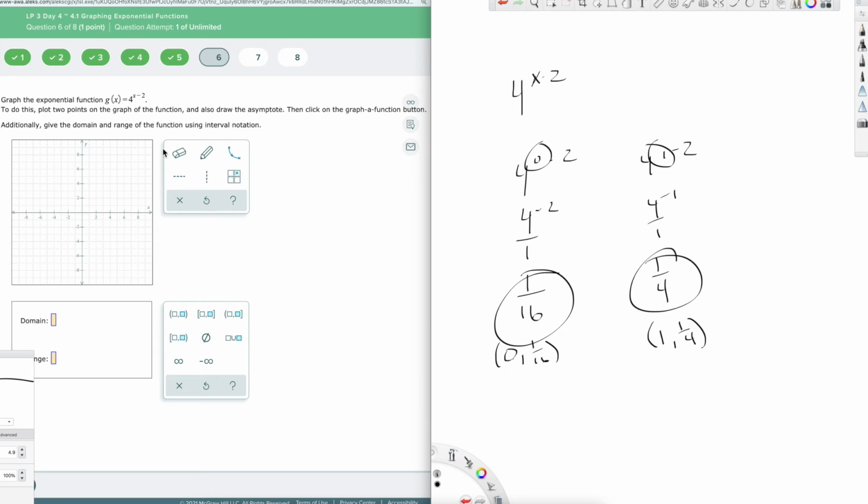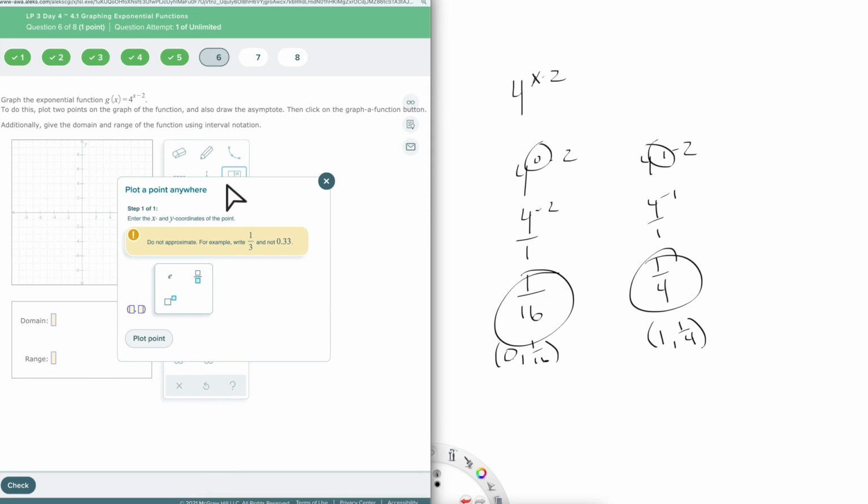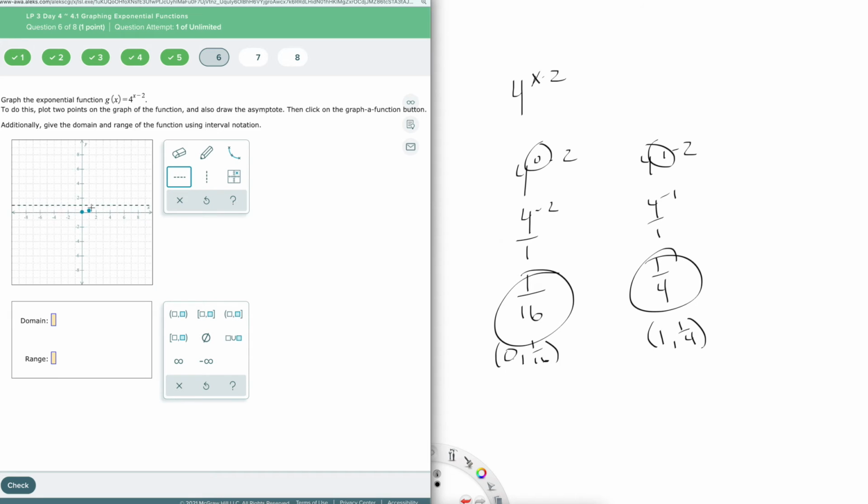So it says graph 2 points on the line. So that's all we have to do, is graph 2 points on the line here. So 0 and 1/16, plot, and 1 and 1/4, plot.